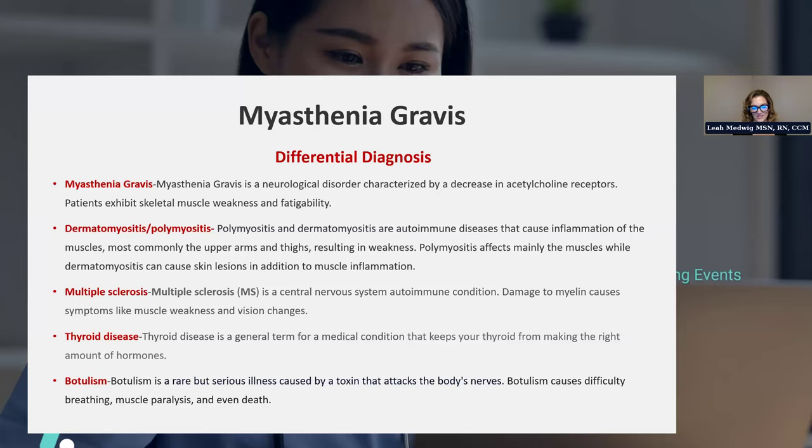It seems like this disorder can affect mainly the muscles. Of course, MS is a central nervous system autoimmune condition that damages the myelin, so it causes symptoms like muscle weakness and vision changes. And then we have thyroid disease, a general term for a medical condition that keeps your thyroid from making the right amount of hormones. You could be producing too much of the hormone or too little. And then botulism is very uncommon. It's a rare but serious illness caused by a toxin that attacks the body's nerves. It can make breathing difficult, cause muscle paralysis, and even death.